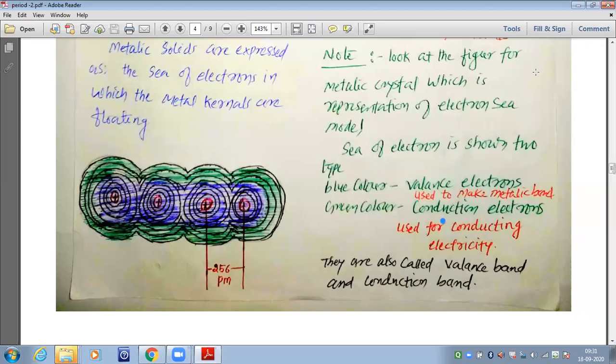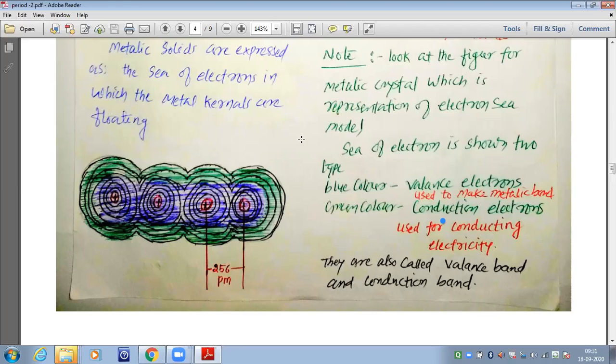So if you look at the right side of the figure, I have written it clearly: note, look at the figure for the metallic crystal in which the representation of the electron sea model is given. The sea of electrons is shown in two types. One is blue color. Blue color electrons are known as the valence electrons, used to make the metallic bond. And then we have the green color. They are known as the conduction electrons, used for conducting electricity. They are also called the valence band and conducting band. So my dear students, I have tried to explain the electron sea model for the metal to you.